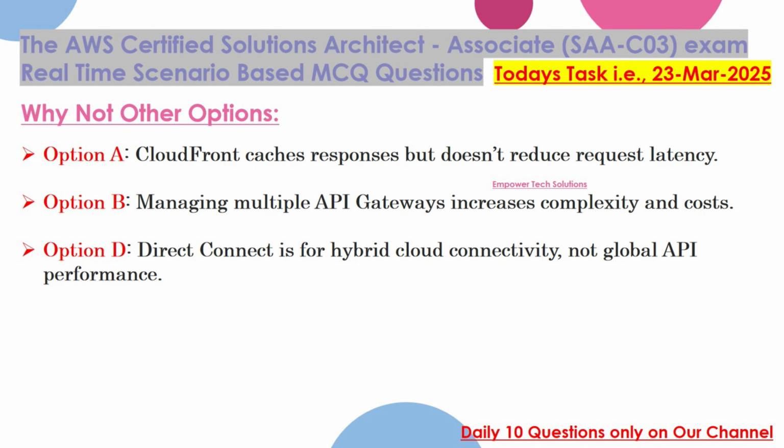Why not other options? Option A, CloudFront caches responses but doesn't reduce request latency. Option B, managing multiple API gateways increases complexity and costs. Option D, Direct Connect is for hybrid cloud connectivity, not global API performance.